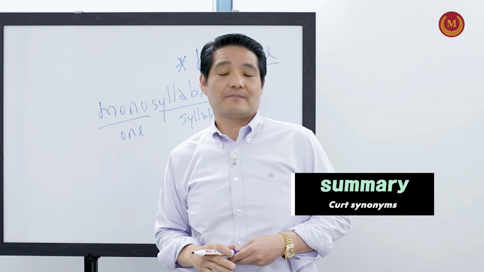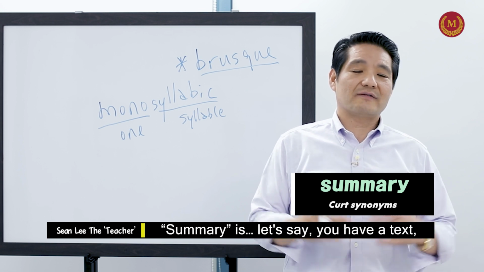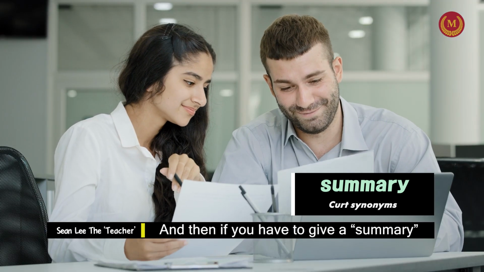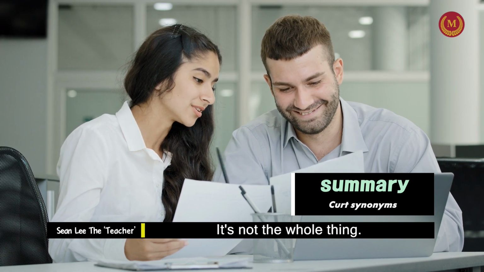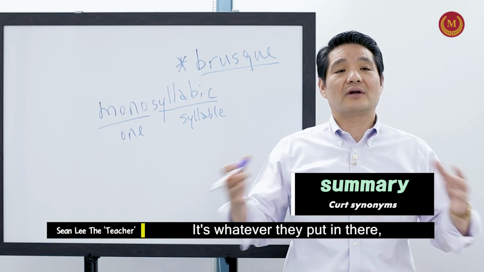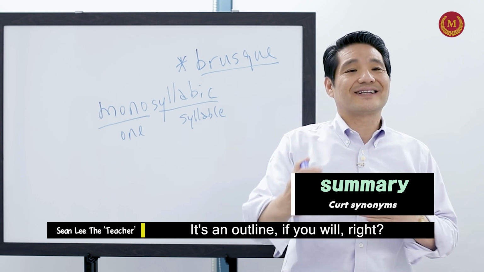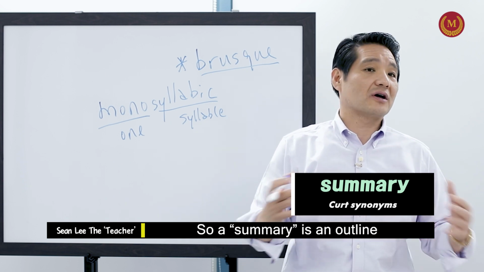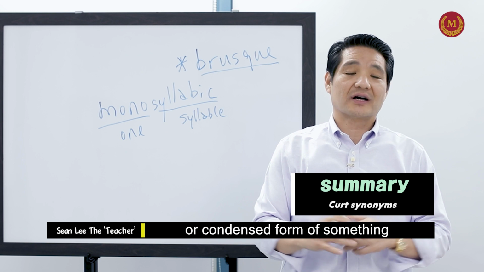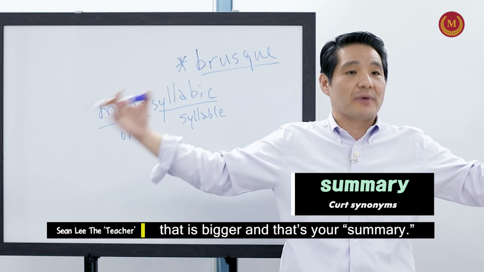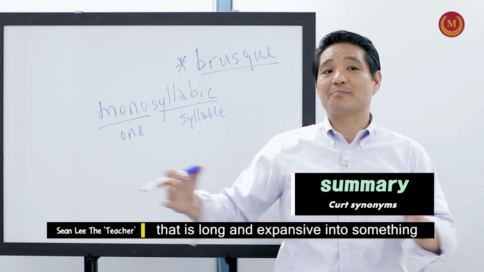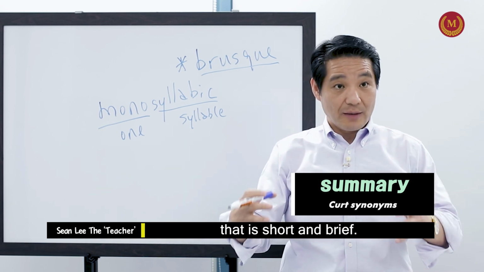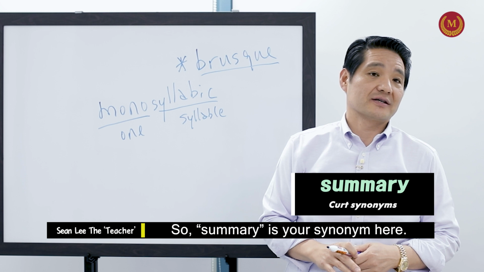Then you have summary. Summary is, let's say you have a text, you have a novel, right? And then if you have to give a summary or you have to read a summary, it's not the whole thing. It's whatever they put in there, what they think is important. It's an outline, if you will, right? So summary is an outline or condensed form of something that's bigger. So you're making something that's long and expensive into something that's short and brief. So summary is your synonym here.